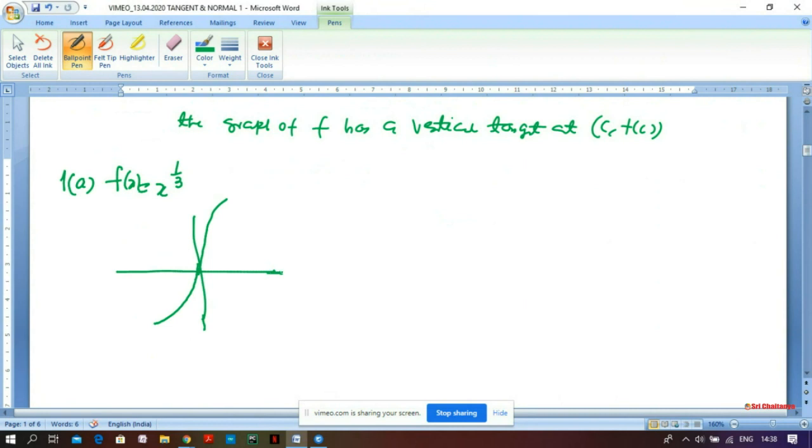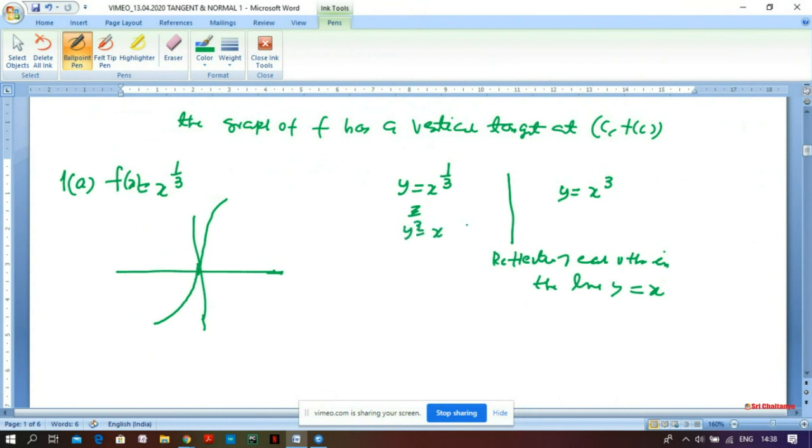You may note that this curve is y equals x to the power 1 over 3, and suppose I take the curve y equal to x cube, then these two are reflections of each other in the line y equal to x, because this is equivalent to y cube equal to x, and so you see that if you change x to y, the curves change into each other, and so they are indeed reflections of each other in the y equal to x line.